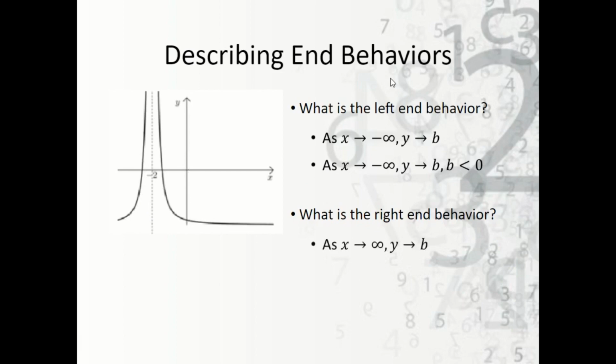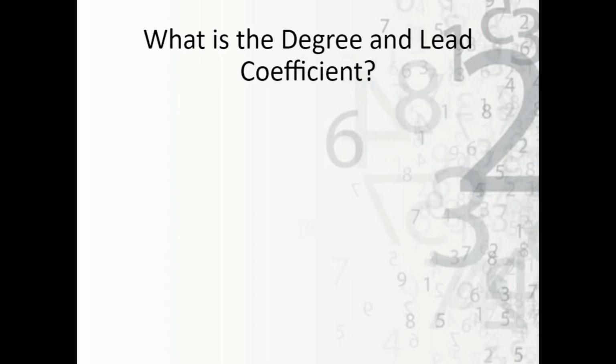Now, same thing on the right side. As we approach infinity, as we keep going to the right, we're getting flat as well, approaching some value b, where b is the same thing as on the other side. And it is also less than 0. Now, what is the degree and lead coefficient?